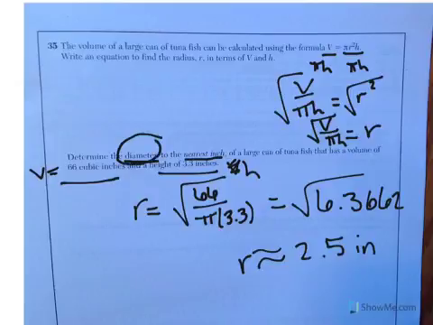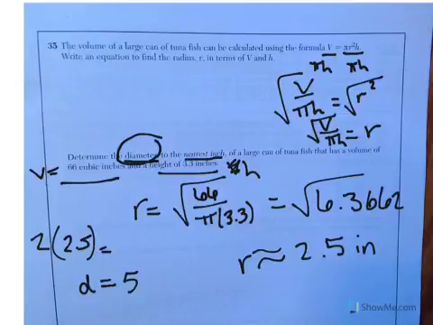It says find the diameter. Now, this is the radius. Your radius is 2.5. Diameter is twice as big as the radius, so if I take 2.5 and multiply it by 2, I'll end up with a diameter equal to 5 inches.